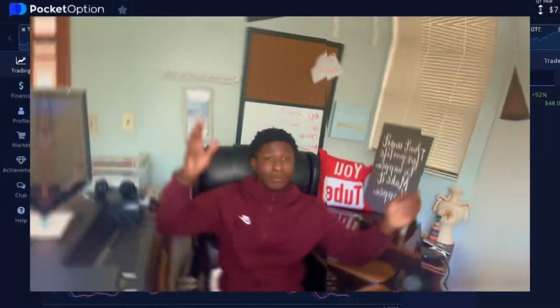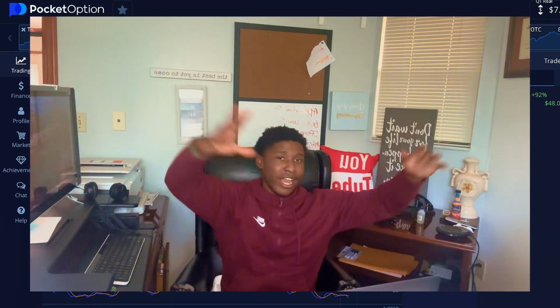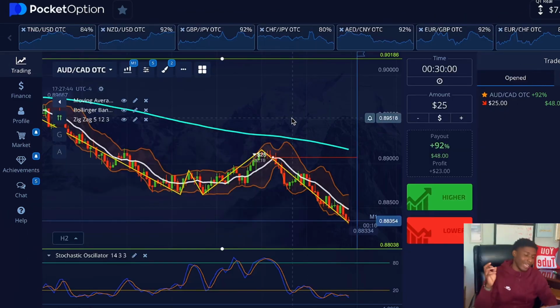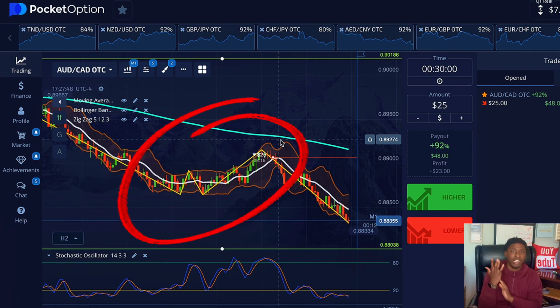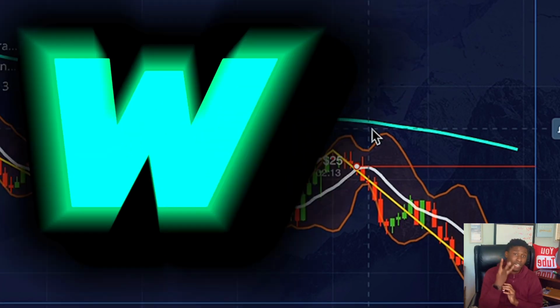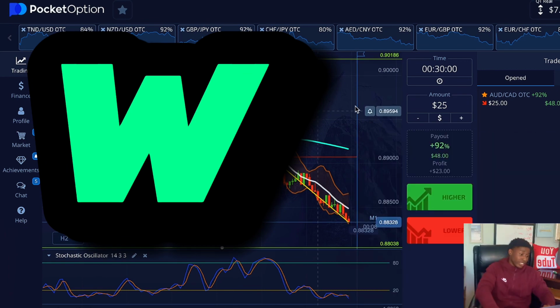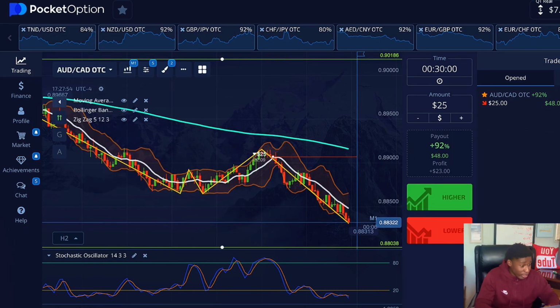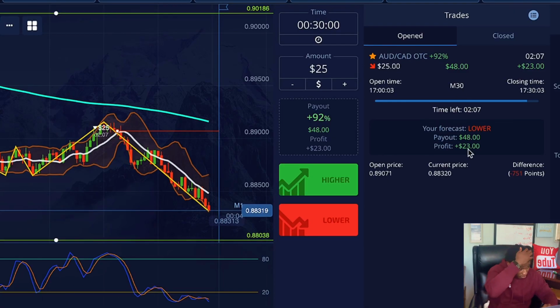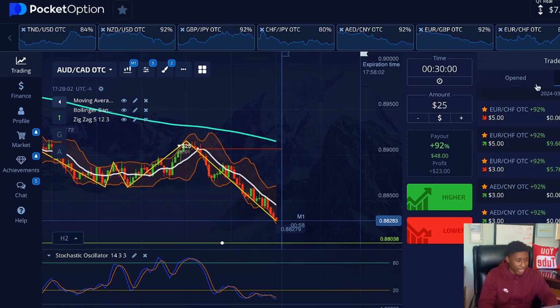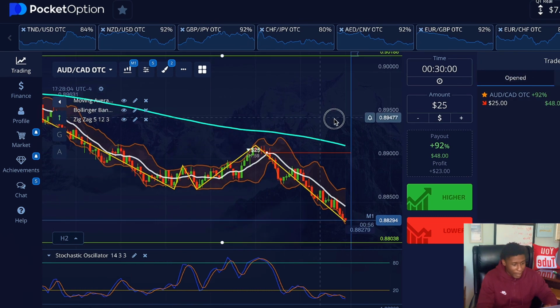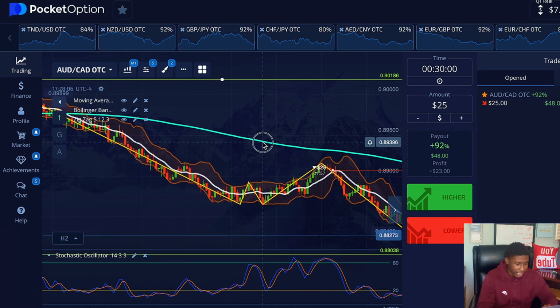So guys, I am in my mother's office right now, but I did want to elaborate on what I saw right here and how you could turn the W formation into a W. You know what I'm saying? As you can see, we placed a 30-minute trade right here, and we have 2 minutes left, and we are looking outstanding. Let's just go ahead and get to it.